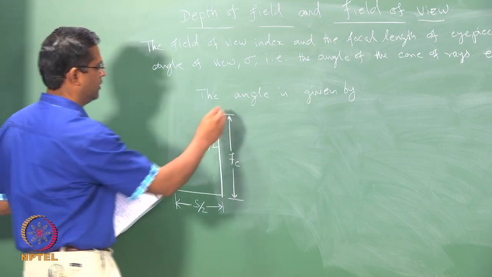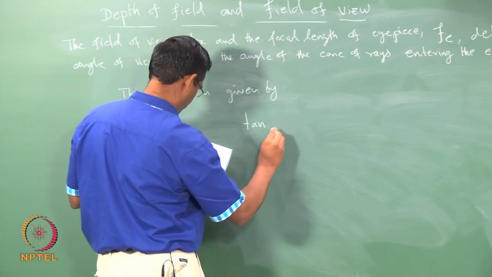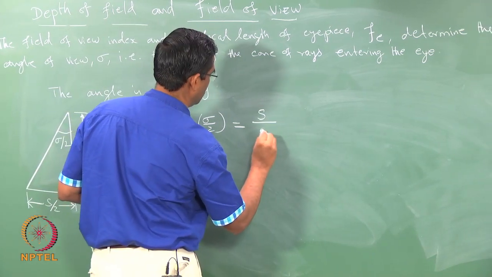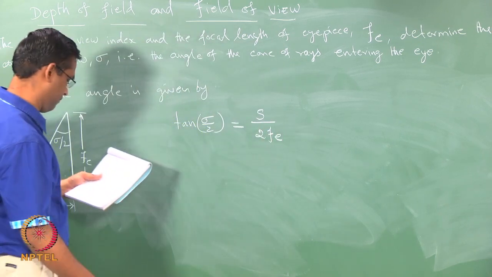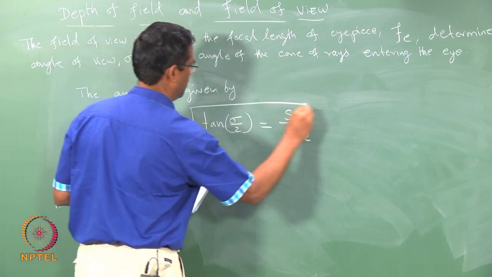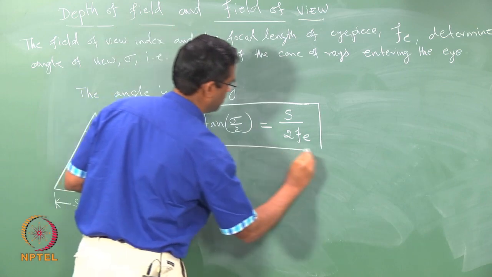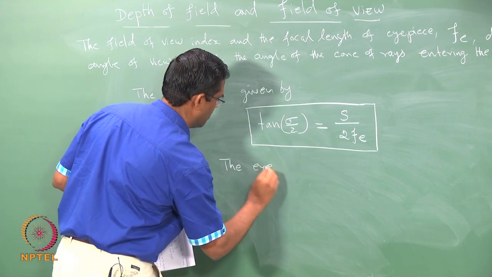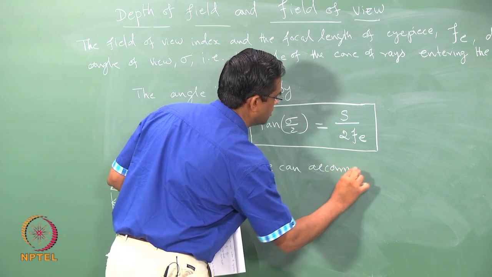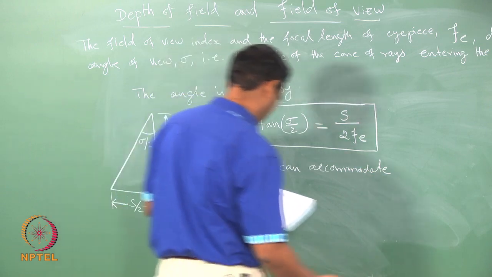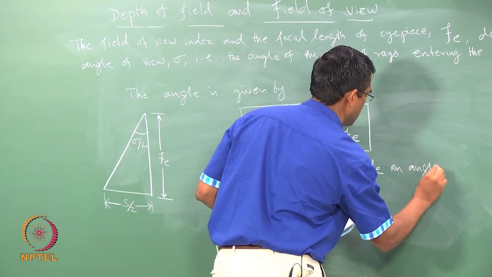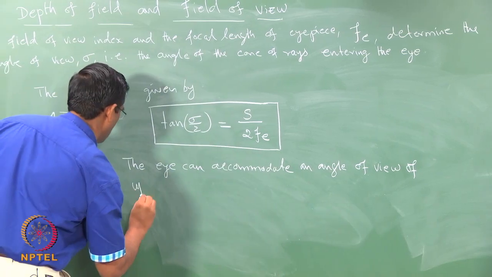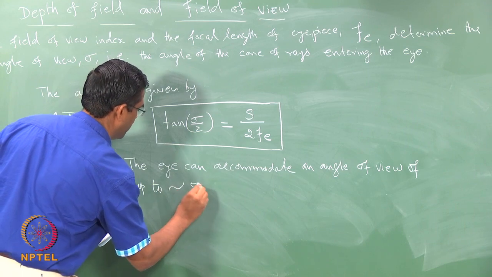So based on this, you can write tan sigma by 2 equals S divided by 2 times FE. So we can write, the eye can accommodate an angle of view of up to approximately 50 degrees.